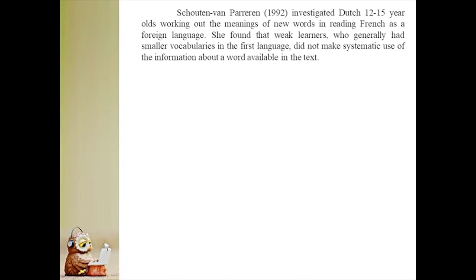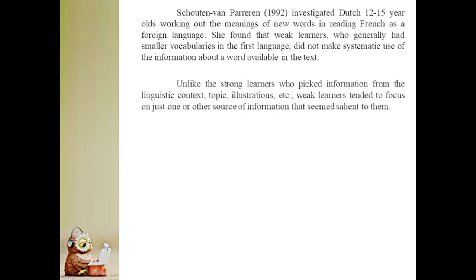Schouten-van Parreren, 1992, investigated Dutch 12 to 15-year-olds working out the meanings of new words in reading French as a foreign language. She found that weak learners, who generally had smaller vocabularies in the first language, did not make systematic use of the information about a word available in the text. Unlike strong learners, who pick up information from the linguistic context, topic, illustrations, and so on, weak learners tended to focus on just one source of information that seemed salient to them.